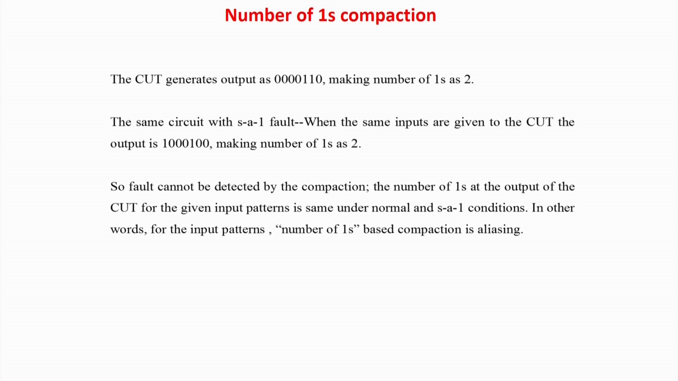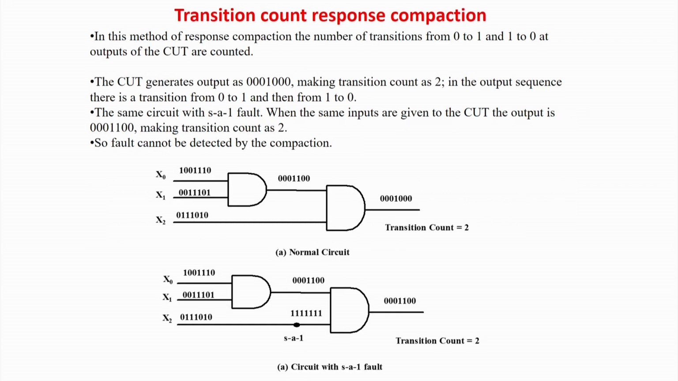But I am telling you from this viewpoint of the circuits. So once you have more idea on coding theory, you can easily map it to the case of VLSI. So this is actually called number of 1 compaction given aliasing. So in this case the fault is not detected.